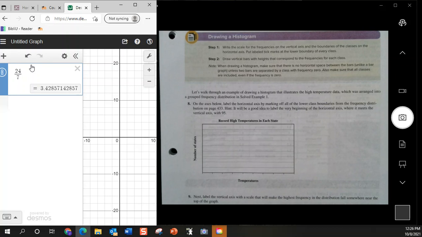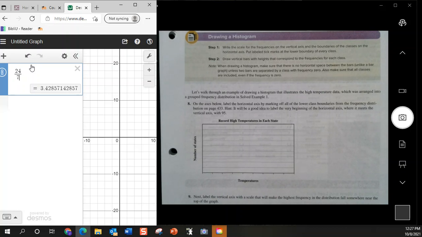Okay, now, it says here, let's walk through an example of drawing a histogram that illustrates the high temperature data, which was arranged into a group frequency distribution, and solve example 1. On the axis below, label the horizontal axis by marking off all of the lower class boundaries from the frequency distribution on page 433. Hint, it would be a good idea to label the very beginning of the horizontal axis where it meets the vertical axis with 95.